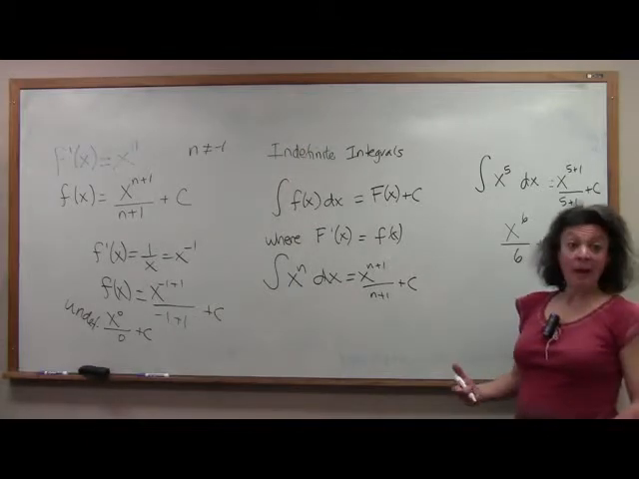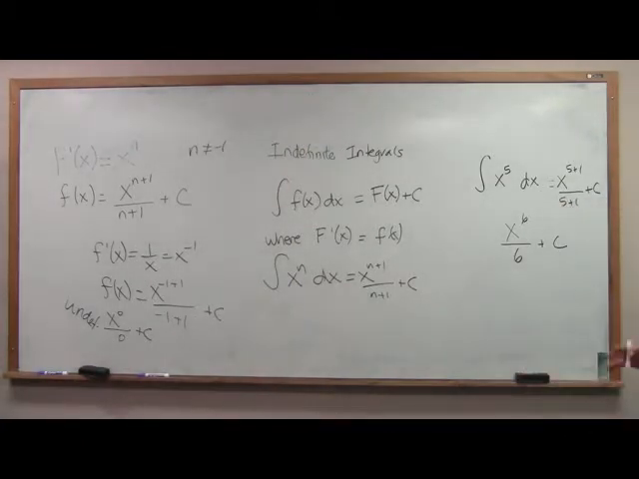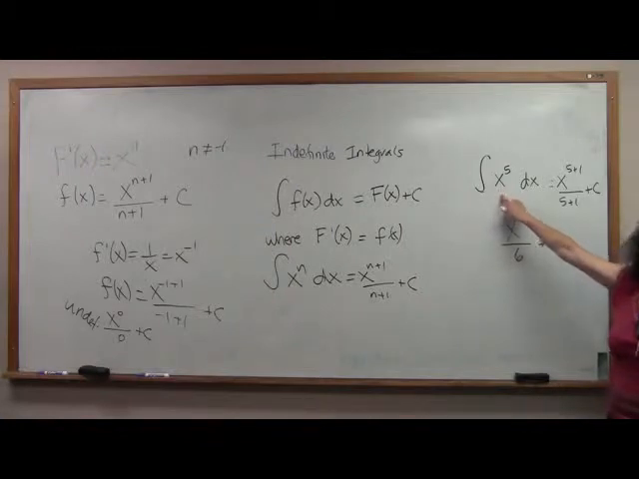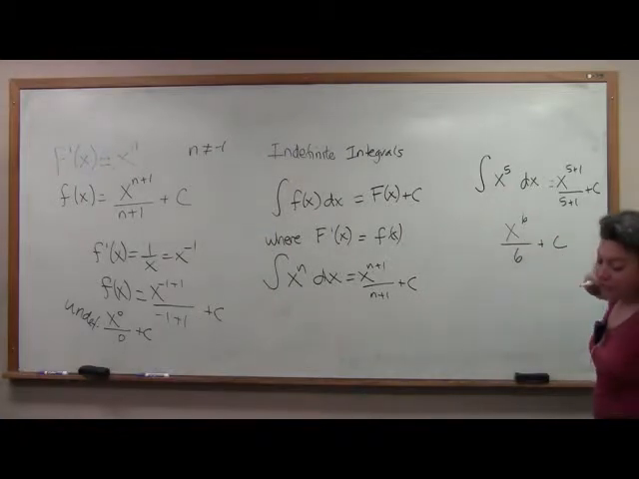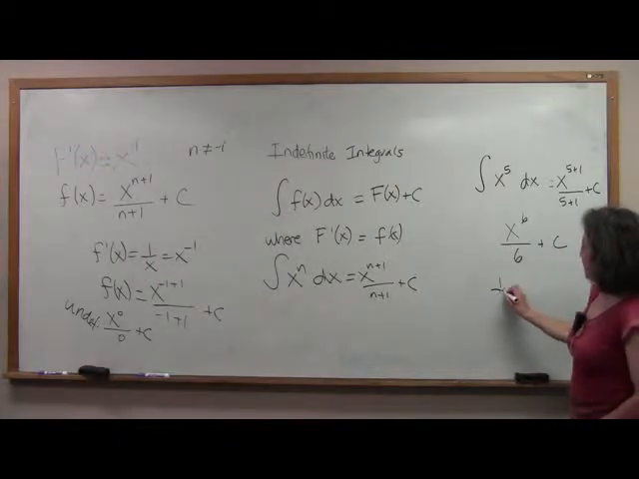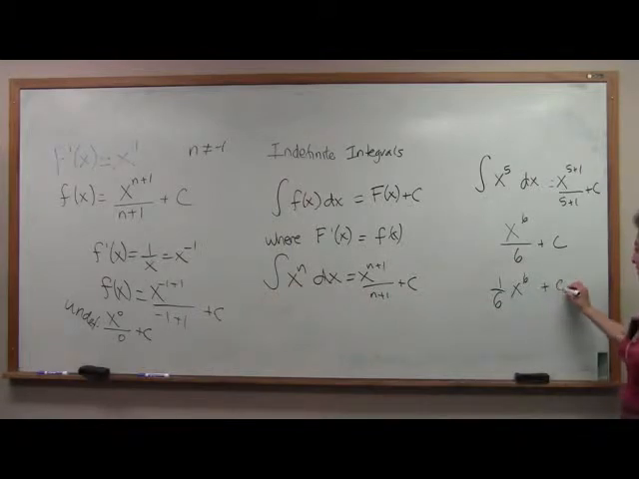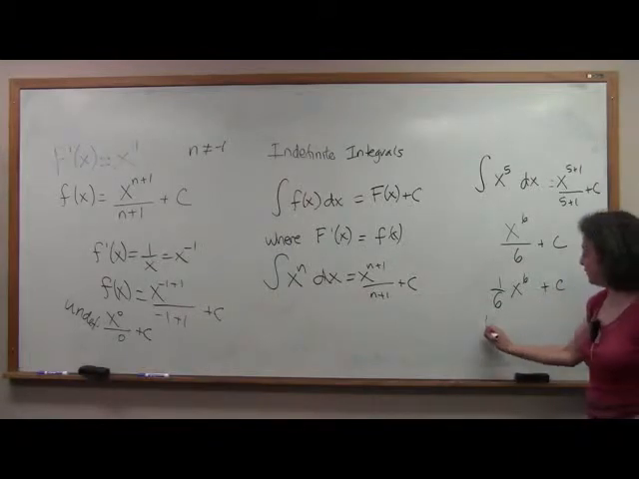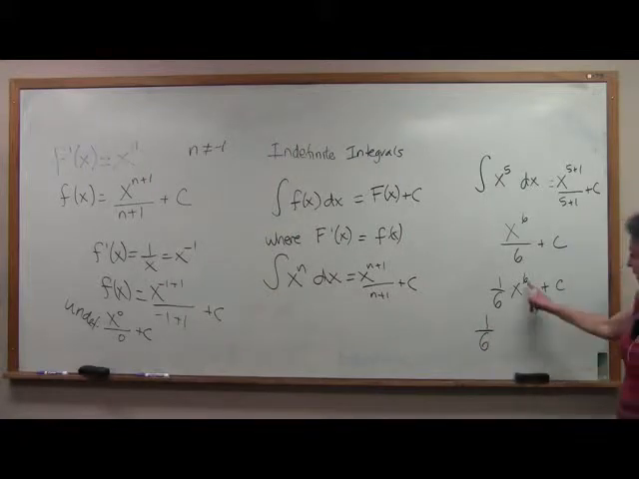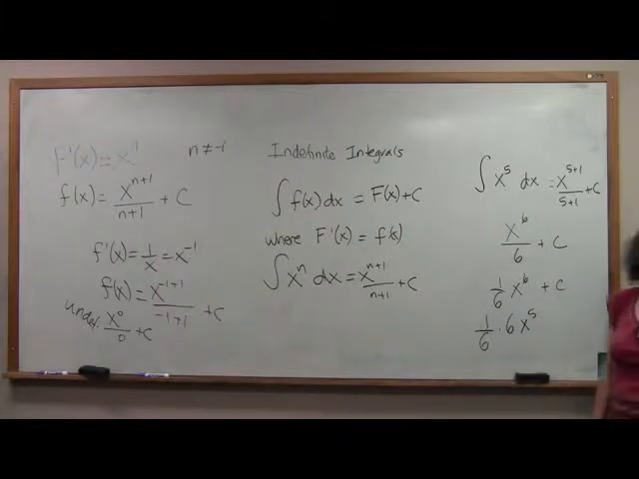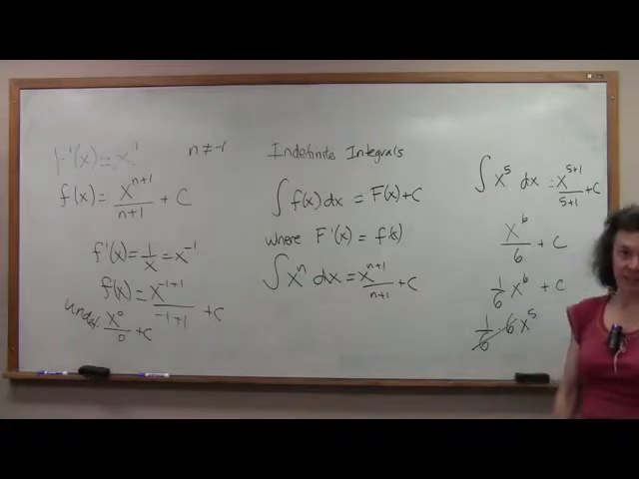Now, one nice thing about this is you can actually check your answer. How would you check your answer? Well, you would take the derivative of this, and you better get back what's inside. So, let's do that. I think you'll grant me that this is equivalent to 1/6 x to the 6th, plus a constant. And if we took the derivative of this, you have 6x to the 5th, and the derivative of any constant is 0. My 6's cancel, and I'm left with x to the 5th.